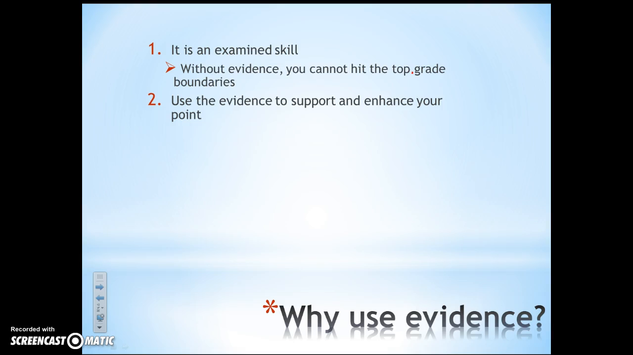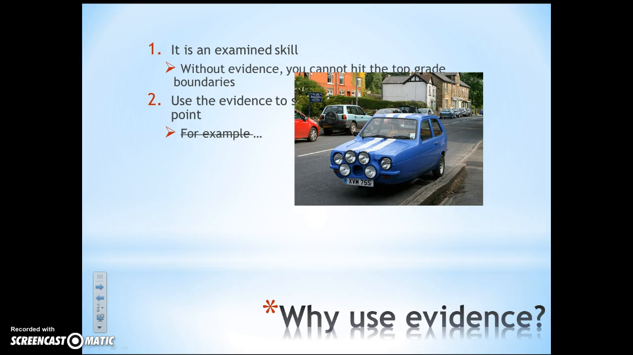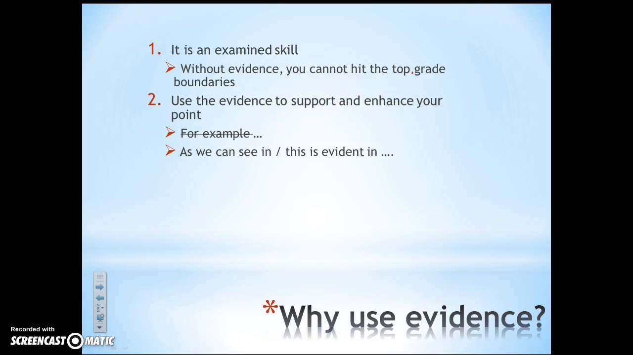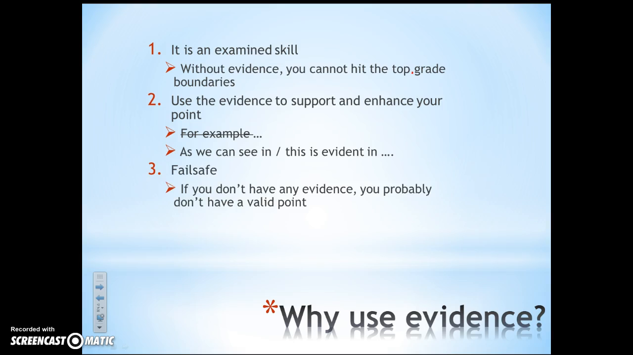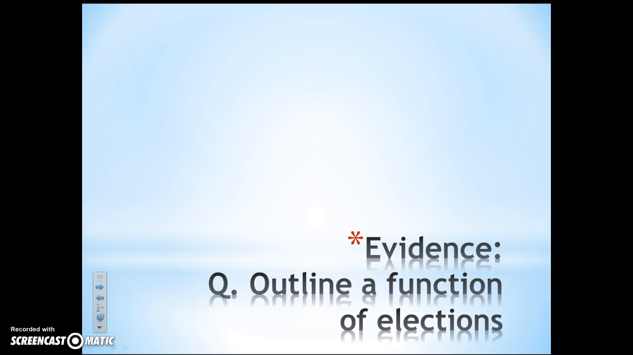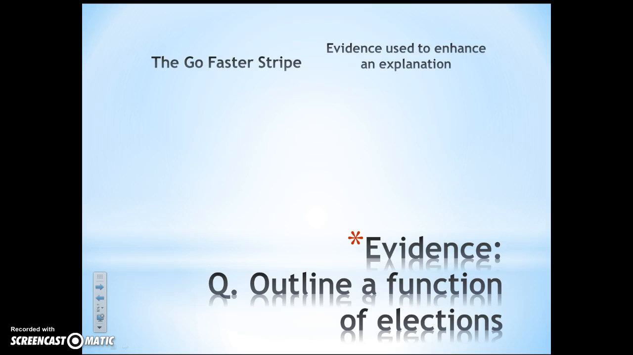Now, I made this earlier. What you don't want to be using is "for example," because that's going to tee you up for a go faster stripe. What we want to say is, "as we can see in," or "this is evident in," and then that will lead you into using the evidence constructively rather than just tacking it on at the end of your question. And the third reason why we use evidence is that it's a fail-safe. If you haven't got any evidence, you probably haven't got a valid point, so scrap that point and try to find another one.